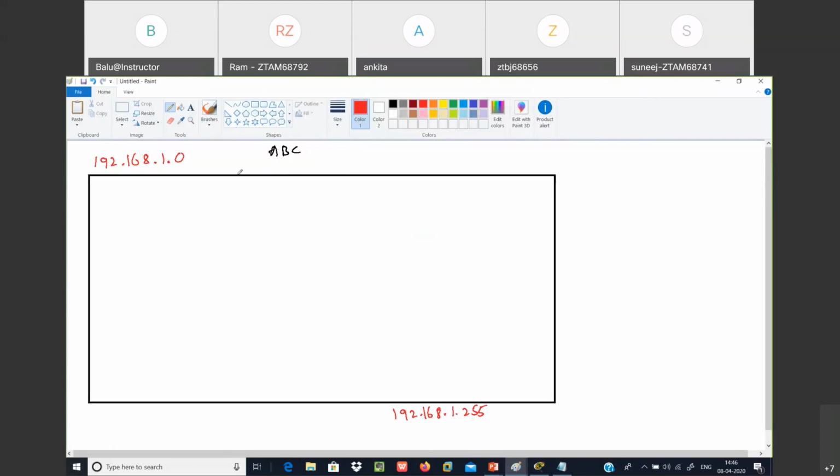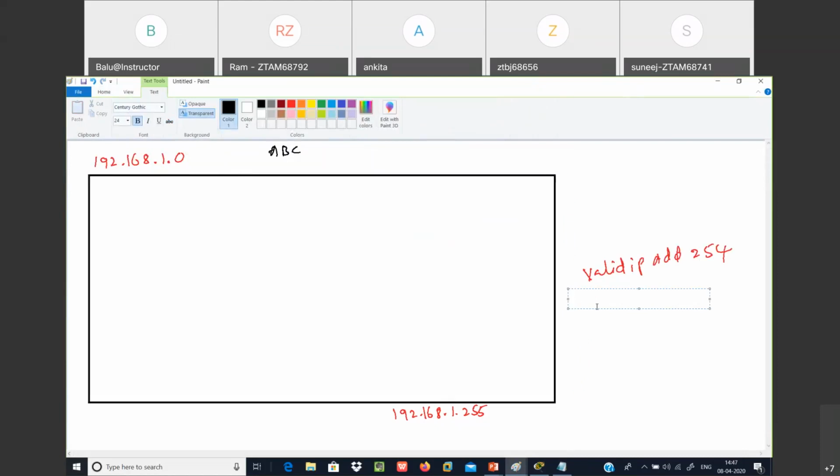Be ready with pen and paper. Okay. So 1.0 is the network ID and 1.255 is what? Broadcast ID. In between, all IPs are usable or valid IP addresses. How many valid IP addresses? 254 valid IP addresses. And what will be the subnet mask of all these IP addresses? Subnet mask is 255.255.255.0.